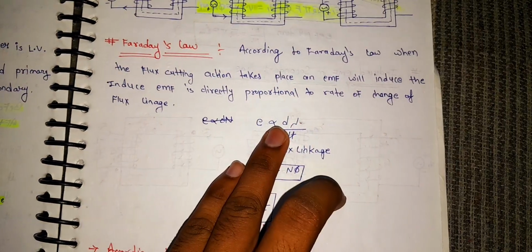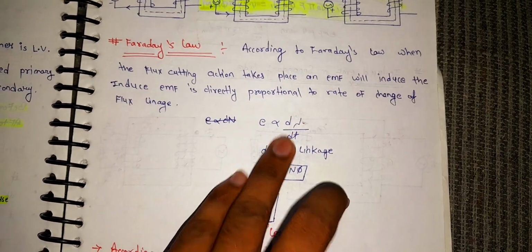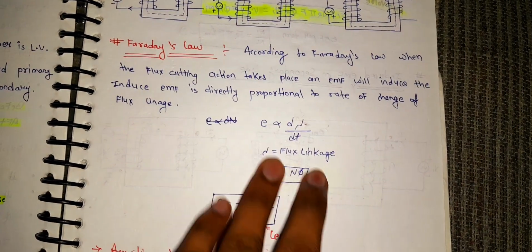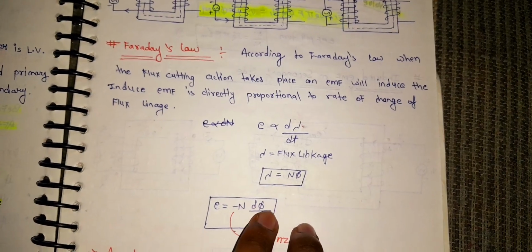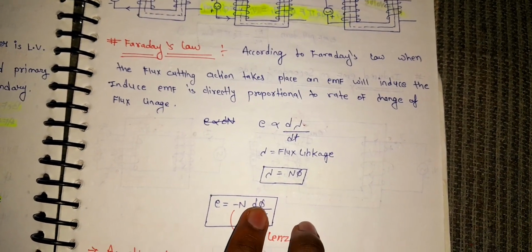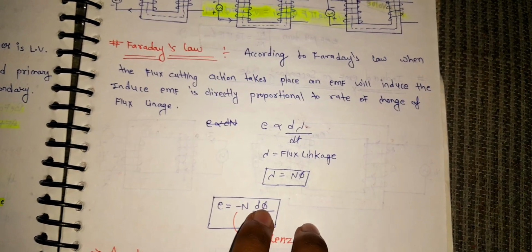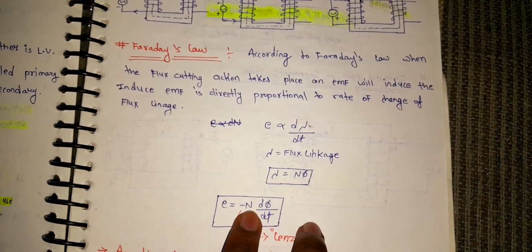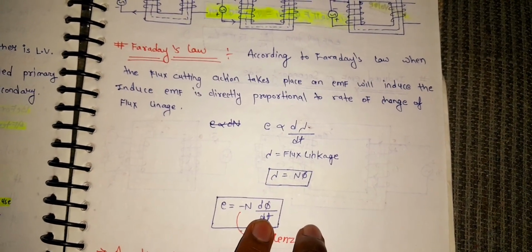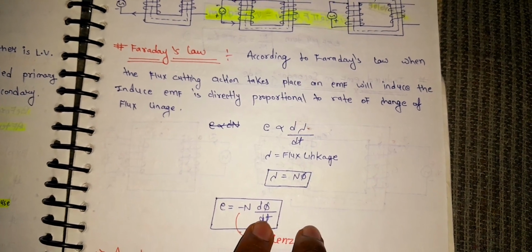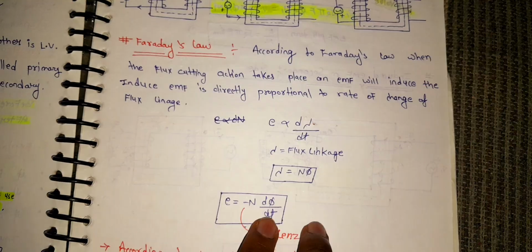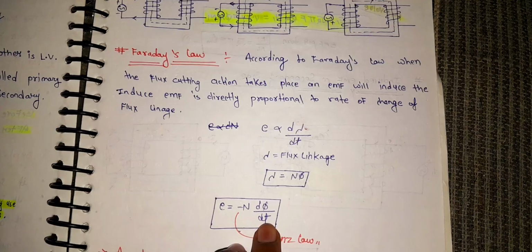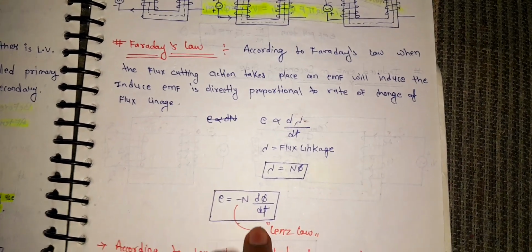When we remove the proportionality sign, we put N, so E is equal to N d phi by dt, because lambda is equal to N phi. We replace lambda with N phi, so N into d phi by dt, where dt is the time, because it is the rate of change of flux linkage. The minus sign comes from Lenz's law.